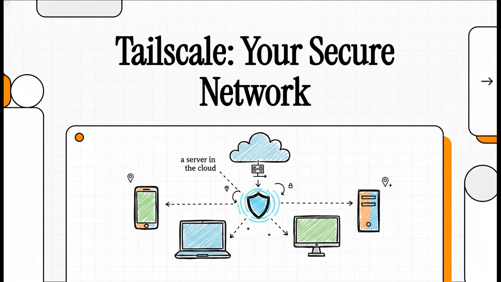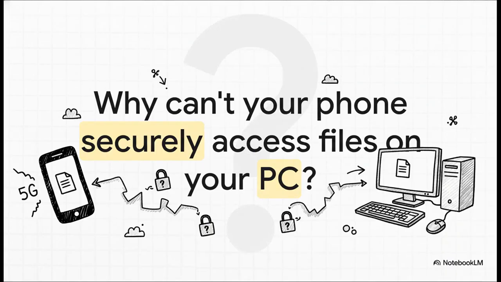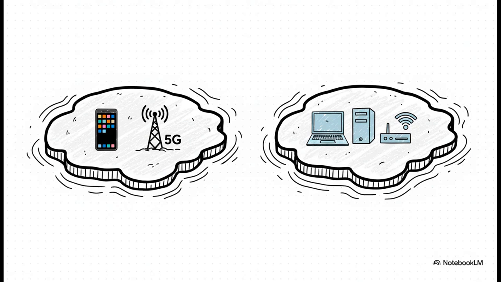Let's break it down. So, it all starts with a problem that I bet you've run into. You're out somewhere on your phone using 5G, and you realize you need a file that's just sitting on your desktop computer back at home. Why is that so hard? Why can't those two devices just talk to each other, directly and securely, without a bunch of complicated hoops to jump through? Well, the simple reason is they're on completely different networks. Your phone is on a mobile network, and your PC is on your home Wi-Fi. You can think of them as two separate islands, totally isolated, with no simple, secure bridge to connect them.